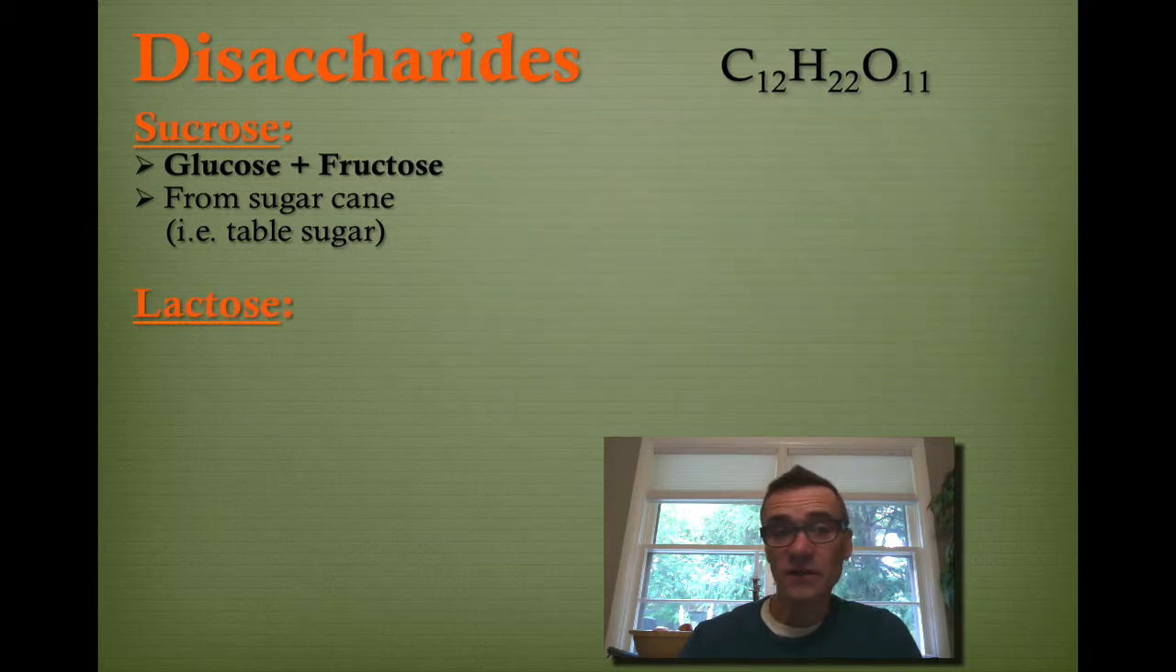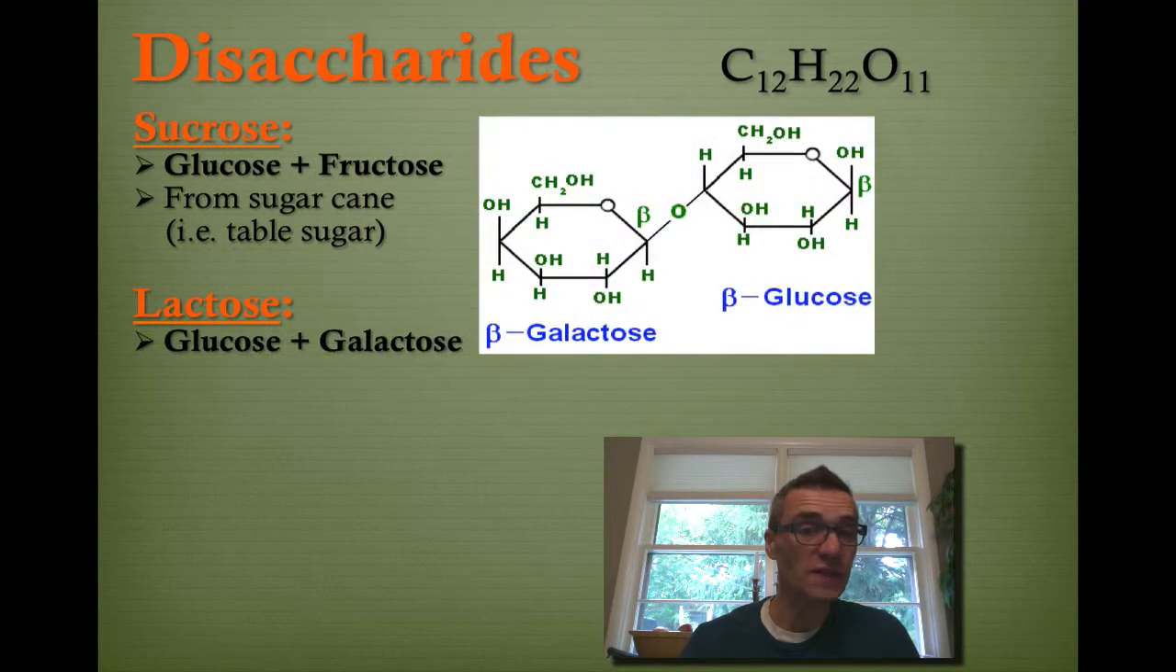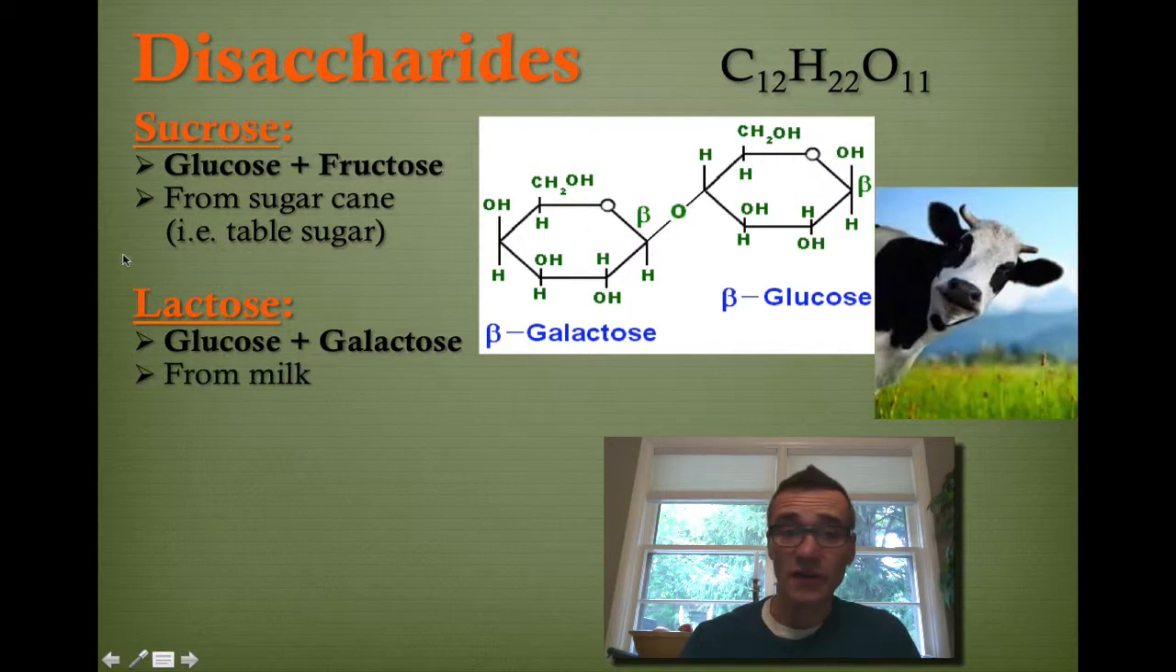Now, lactose is a sugar that we probably have heard of before as well. It's made of glucose and galactose, and you might notice that it's actually made of the beta forms. And remember, the beta form is much harder to digest, which means that a lot of people have trouble breaking this bond between these 2 monosaccharides and then getting energy out of this molecule. Lactose comes from milk, so it's the dairy sugar.